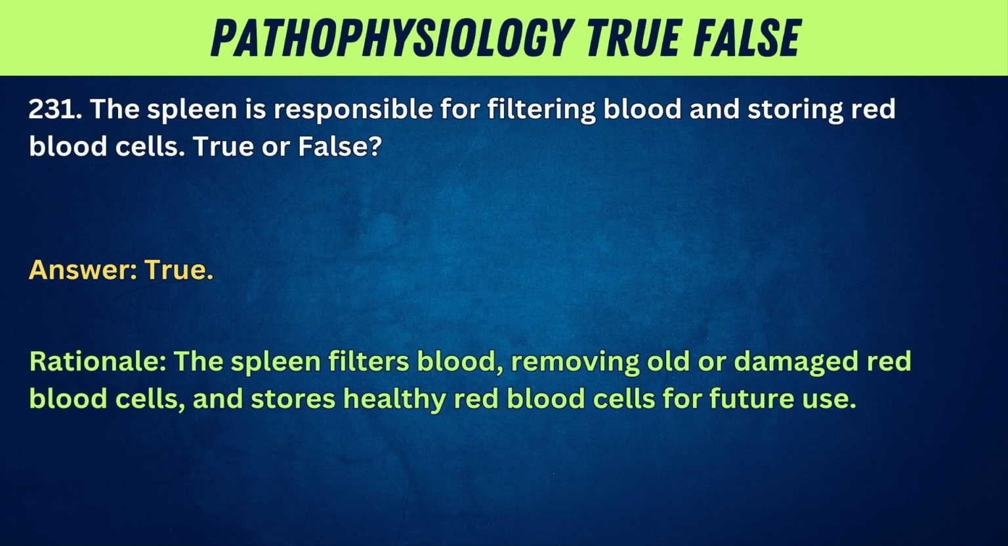231. The spleen is responsible for filtering blood and storing red blood cells. True or false? Answer: true. Rationale: the spleen filters blood, removing old or damaged red blood cells, and stores healthy red blood cells for future use.